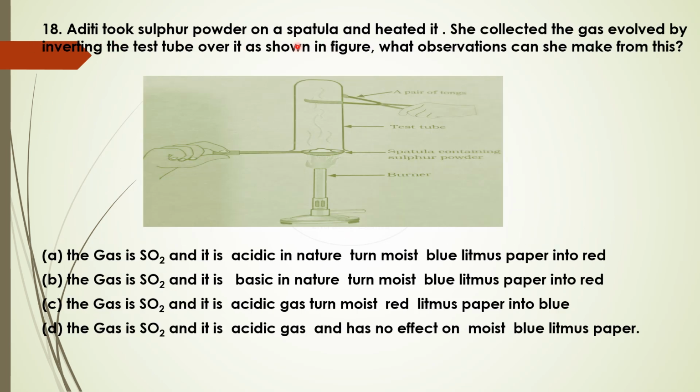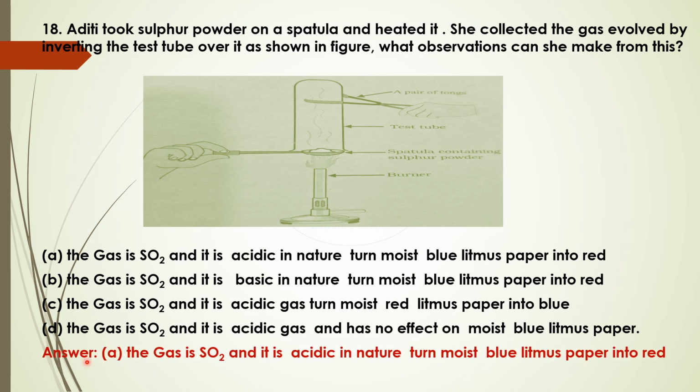Question 18. Aditi took sulfur powder on a spatula and heated it. She collected the gas evolved by inverting the test tube over it as shown here in the figure. What observations can she make from this? These are the choices. Have you got your choice? Let us see the correct answer. A. The gas is SO2 and it is acidic in nature. It turns moist blue litmus paper red.